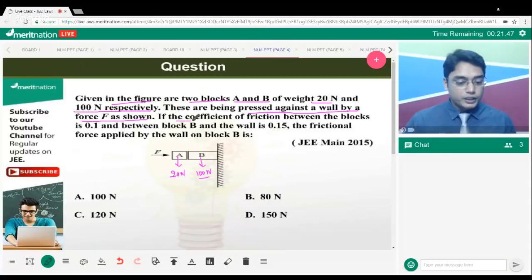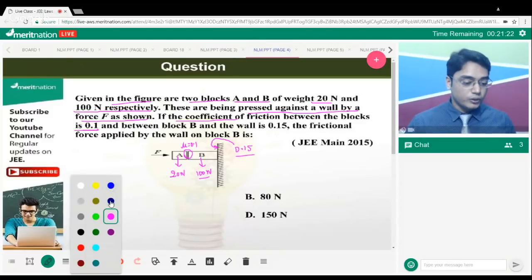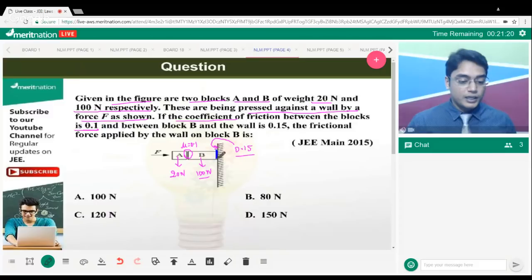If the coefficient of friction between the blocks is 0.1, it is given that mu is equal to 0.1, and between B and the wall it is 0.15. The frictional force applied by the wall on the block is, so in this question, you have to obtain the friction force applied by the wall on the block. How much is this friction?